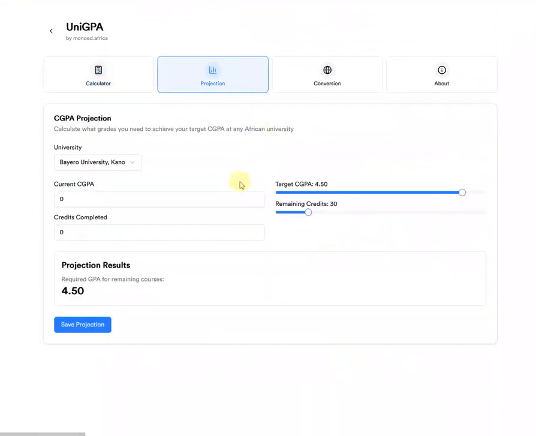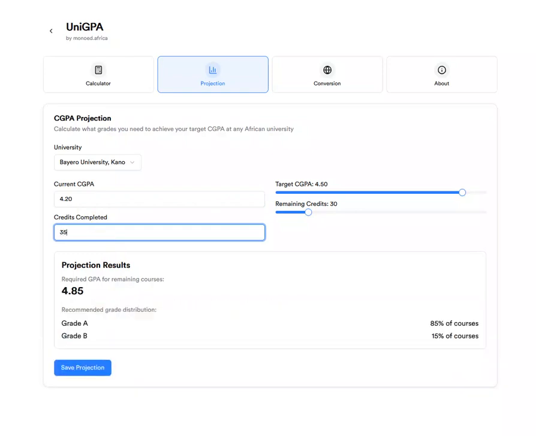So there's the projection tool. You can say, okay, my current CGPA is, let's say, 4.2, right? And then I have about your total credit unit left. You have about, let's say, 35, right? And then you're targeting to get to 3.5. Let's say this one is the total credits you've completed. The remaining is 30. So you see, you're looking to have a target GPA of 4.50, right?